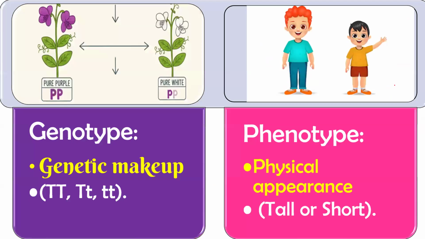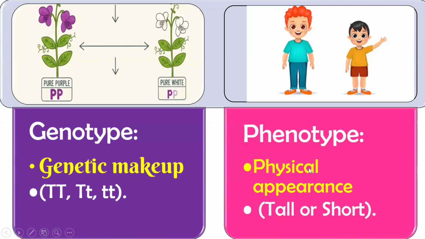Now next is genotype and phenotype. What is genotype and phenotype? Genotype is the genetic makeup. So PP, capital P, and here small pp. The purple one has both capital P, and small pp is the white flower. So that is the genetic makeup. Capital TT, capital T small t, small t small t, all these are called the genotype.